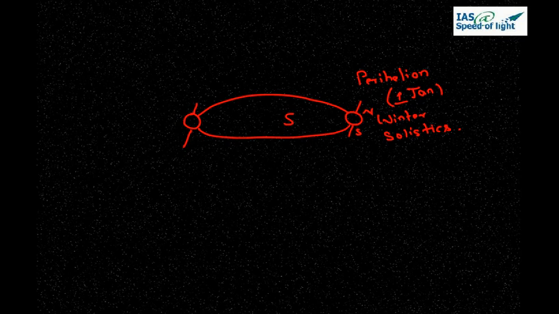Now let's switch to the other point of the year, and this point we call aphelion, and it happens roughly on 1st of July. At this point of the year, as we can now see, the northern hemisphere is tilted towards the sun, so it is experiencing its summer. So it becomes the summer solstice.